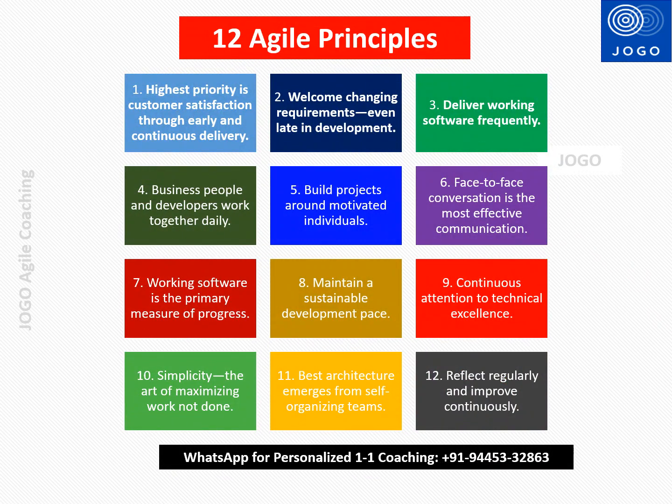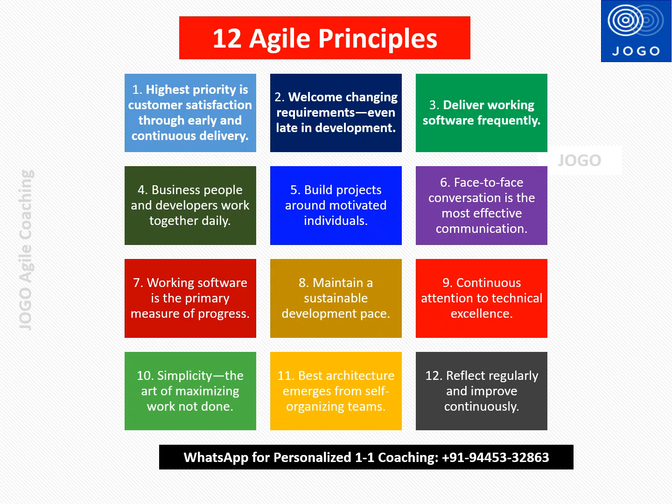Let's quickly look at the 12 agile principles. The first one is highest priority is customer satisfaction through early and continuous delivery. The second agile principle is welcome changing requirements even late in the development. The third one is deliver working software frequently. The fourth one is business people and developers should work together on a daily basis.